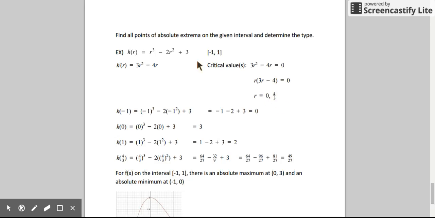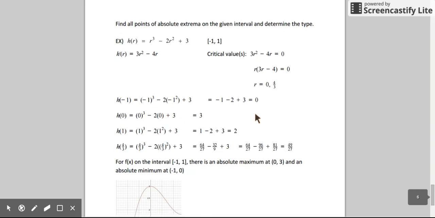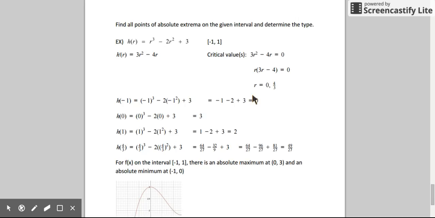So I'm going to plug those values back into my original function and evaluate to get the output values. And I'm also going to plug my endpoint values into my original function and check to see what those outputs are. So I have 4 values that I'm checking, and I'm going to compare all of their outputs. So when I plug in negative 1, I get 0. When I plug in 0, I get 3. When I plug in 1, I get 2. And when I plug in 4/3, I get 49/27.